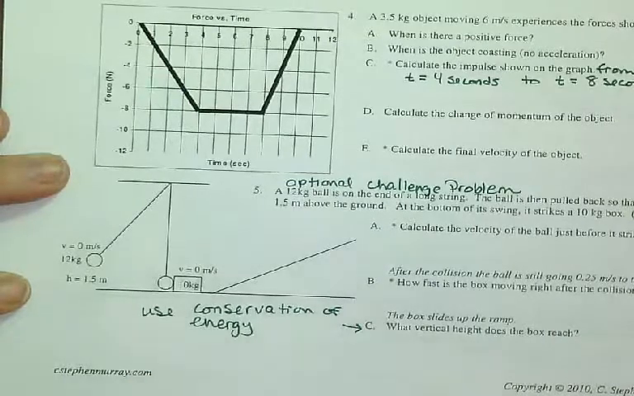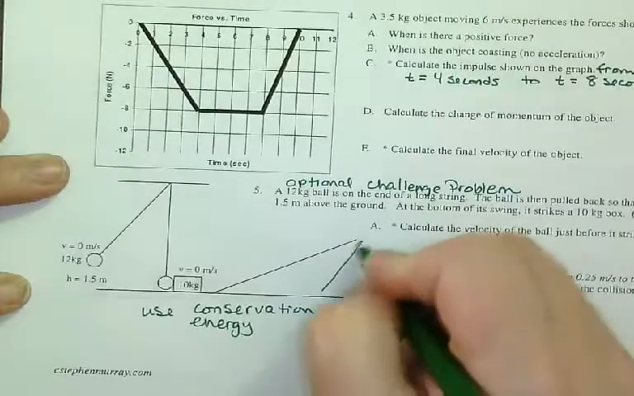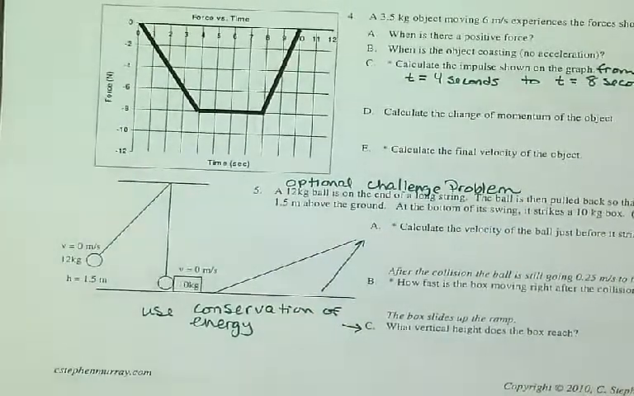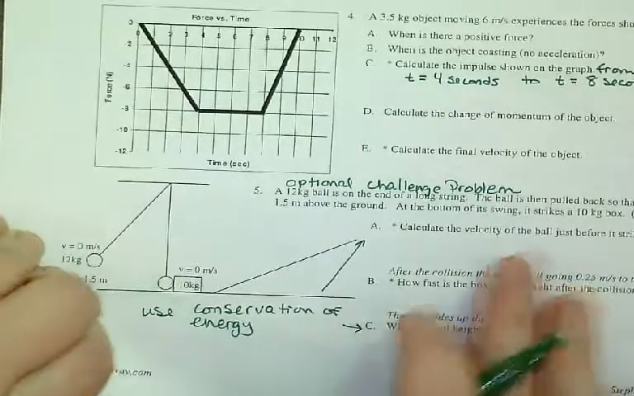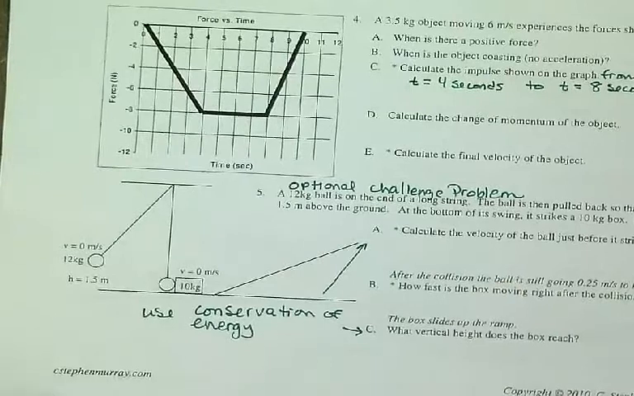This part C needs a conservation of energy, and part A needs a conservation of energy. Okay? So if you're going to do that one, you got to use some conservation of energy. The only momentum piece is part B. I'll put it on the answer key so you can see it if you want to try it, but you don't have to.